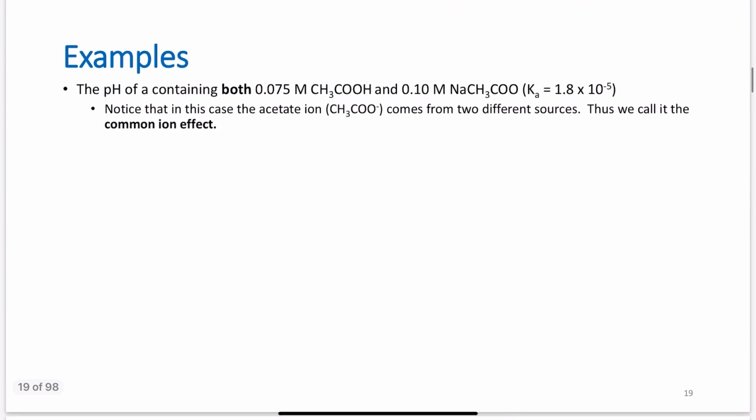What if I have both of these things in solution together? What is the pH of a solution that contains both 0.075 molar acetic acid and 0.1 molar sodium acetate? In this case, the acetate ion comes from 2 different sources. We call it a common ion. The acetate will come from the dissociation of this and from being added to the solution itself.